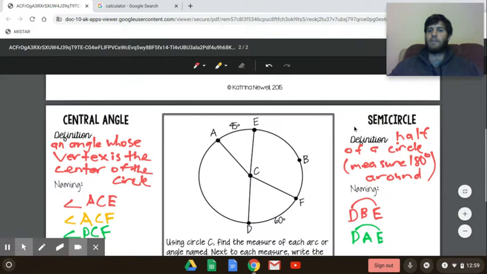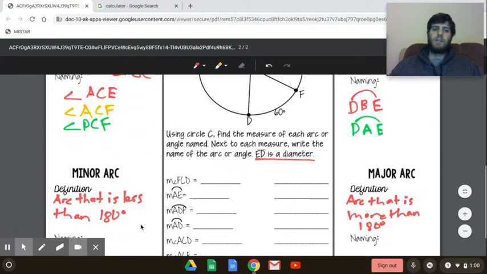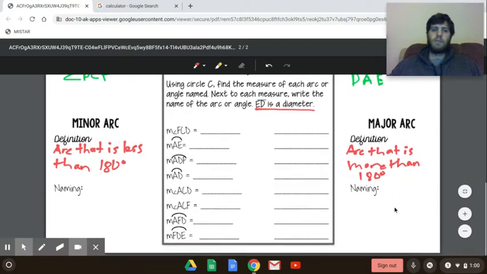We said it was half a circle. We could have also said it was an arc that is 180 degrees. Okay, so if you're less than 180 degrees, you're a minor arc. If you're greater than 180 degrees, you're a major arc. So let's look at some examples and some naming.